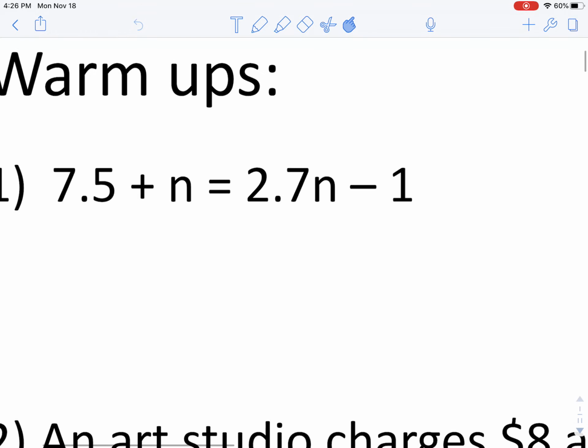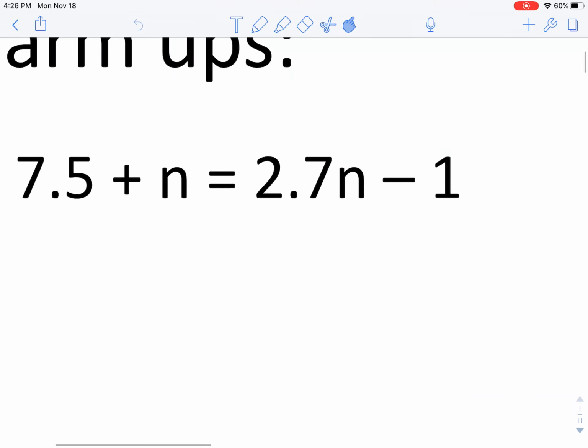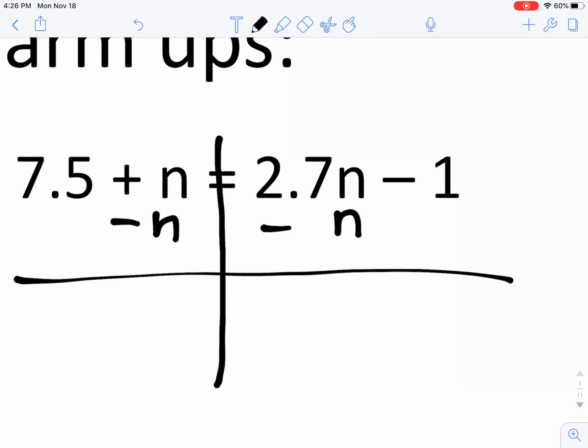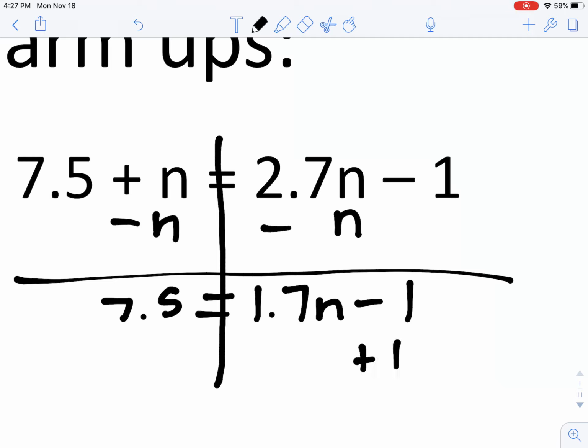For number 1, we have 7.5 plus n equals 2.7n minus 1. Here's what we're going to do. We're going to get those n's to one side. So what I'm going to do is subtract n from both sides. I'm left with 7.5 equals, and then 2.7n minus 1n is going to leave me with 1.7n minus 1. I then want to get rid of that constant. So I have a minus 1. The inverse operation is to add 1.